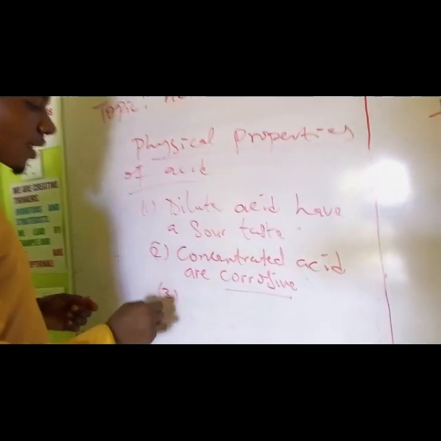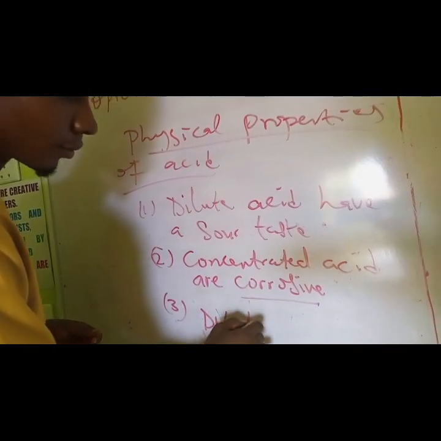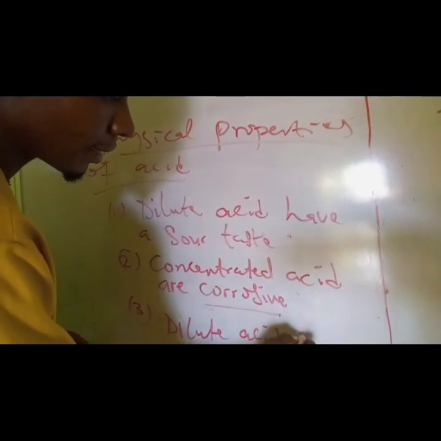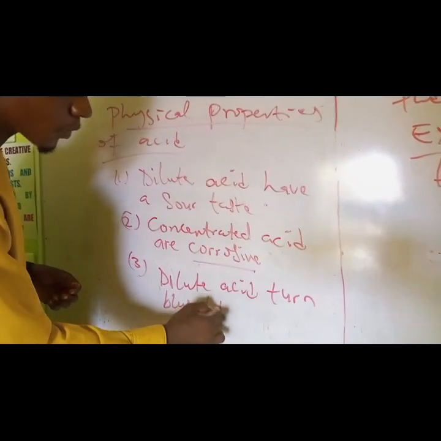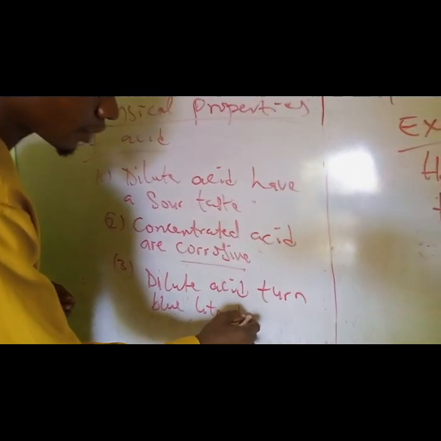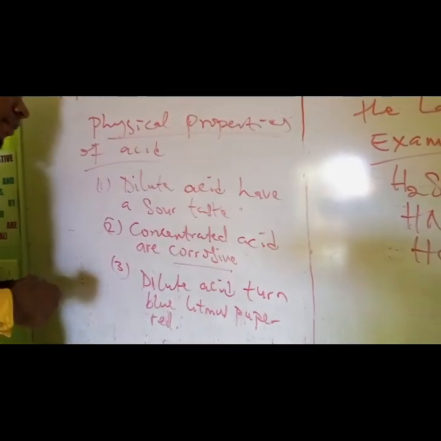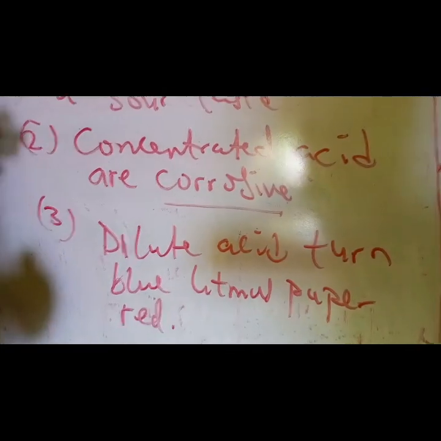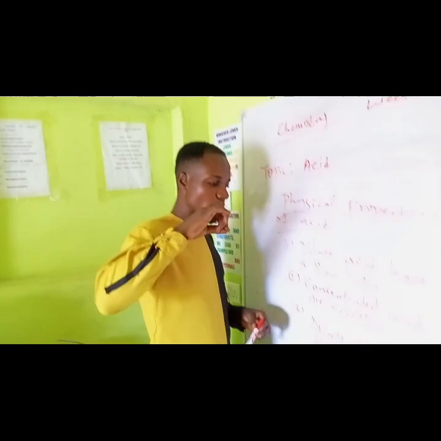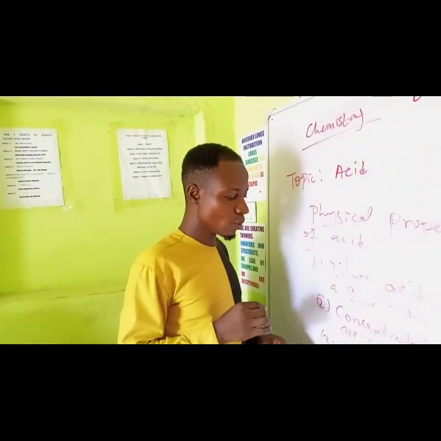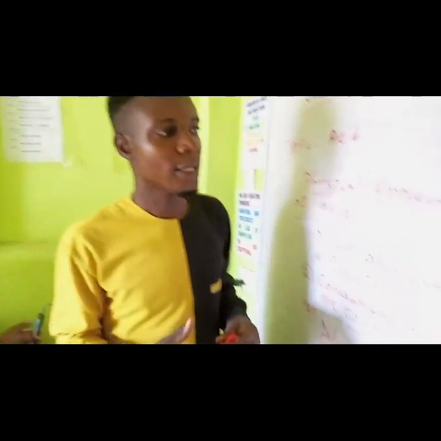We also say that dilute acid turns blue litmus paper red. This is another good example of a physical property of an acid. For example, when you pick an indicator called litmus paper and dip it into a dilute acid, that blue litmus paper will change to red. So that is what this is all about.